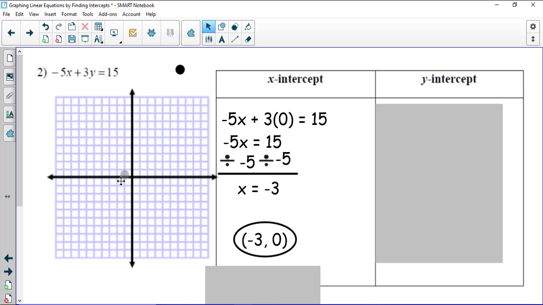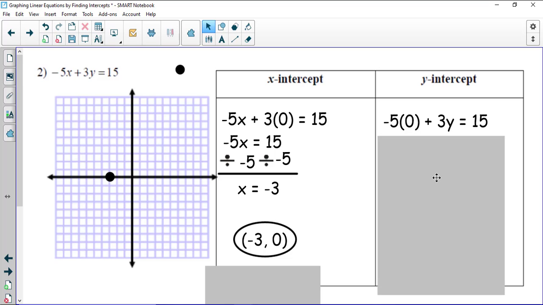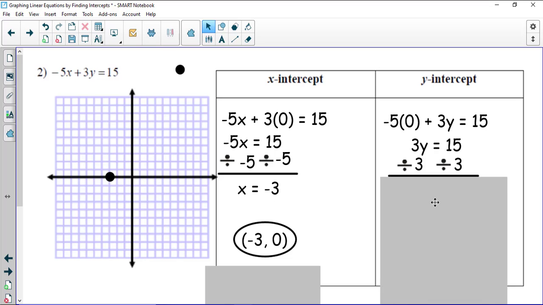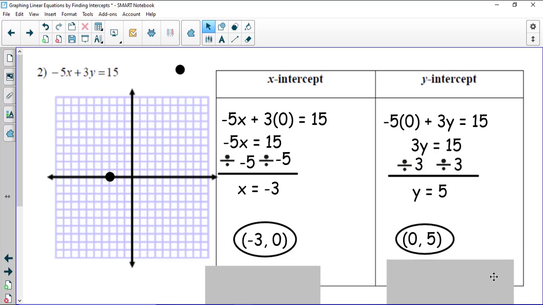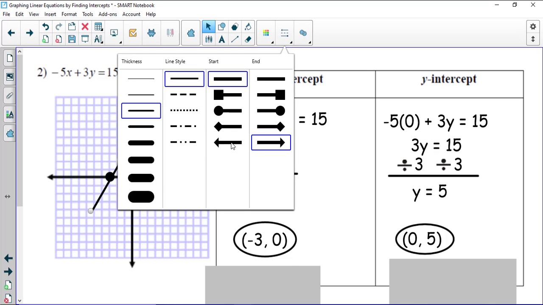We'll go ahead and graph that on our coordinate plane, which is going to be located right here, our x-intercept. For the y-intercept, replace x with 0, so you have -5 times 0, which is 0, plus 3y equals 15. That leaves us with 3y equals 15. Divide both sides by 3, and y is 5. So your y-intercept will be at 0, 5. Go ahead and graph that, and then again, we want to make sure to connect those points with a line. We'll put arrows on both ends that will indicate that this line goes on forever as well.